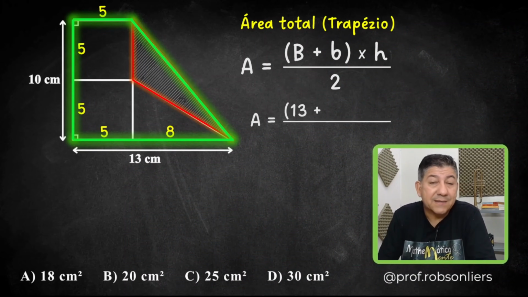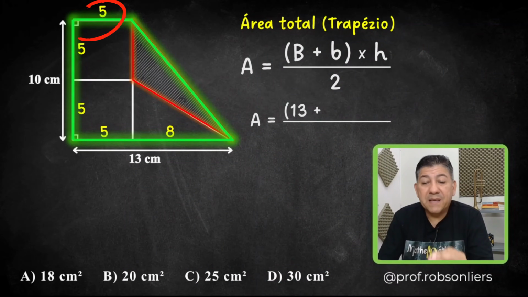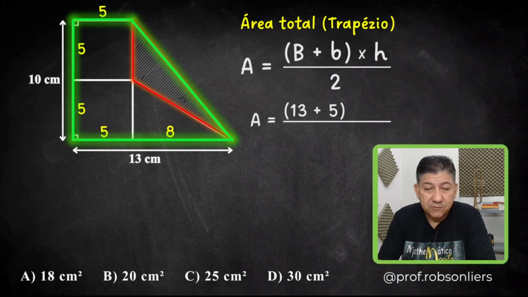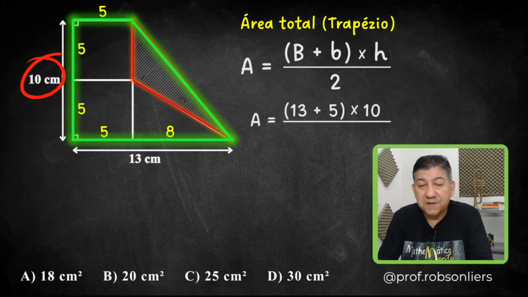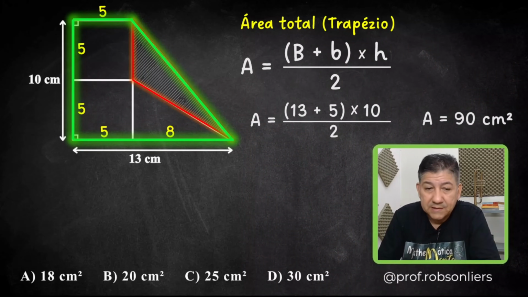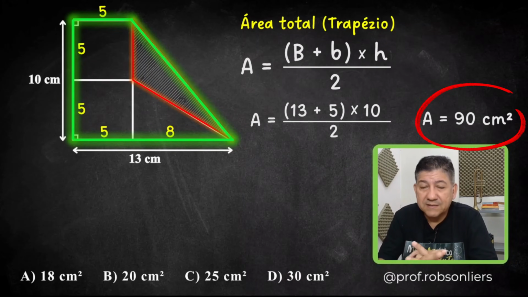So, the area will be equal to 13 plus b, which is the smaller base up there. Look, 5, so plus 5. Times the height. Here is the height. The height is 10. So times 10, all of that divided by 2. Solving this, look, 13 plus 5 is equal to 18. 18 times 10 is 180, okay? 180 divided by 2 is equal to 90. So the total area of the trapezoid of this whole figure here is equal to 90 square centimeters. I'll keep it saved here.